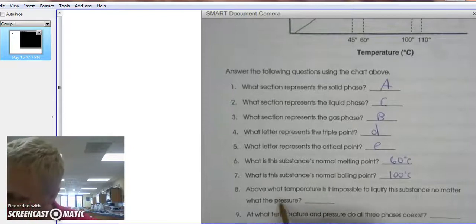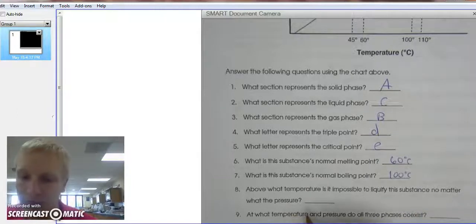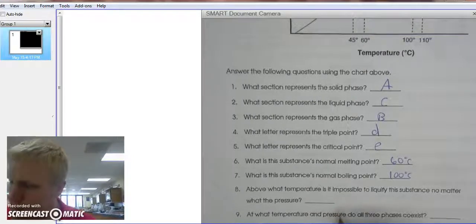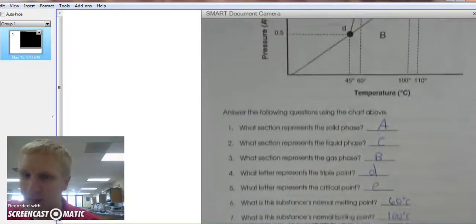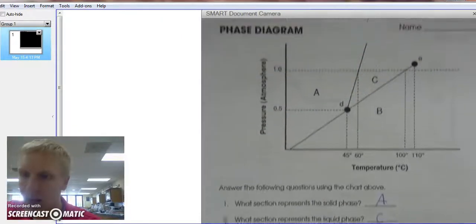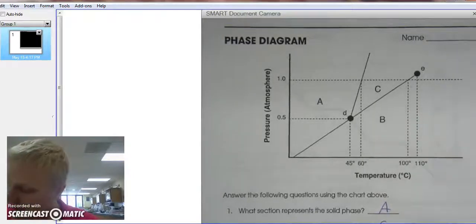Next, above what temperature is it impossible to liquefy the substance no matter what the pressure? Alright. Above what temperature is it impossible to liquefy the substance, no matter how much pressure you added? It's going to be the critical point, 110 degrees Celsius.